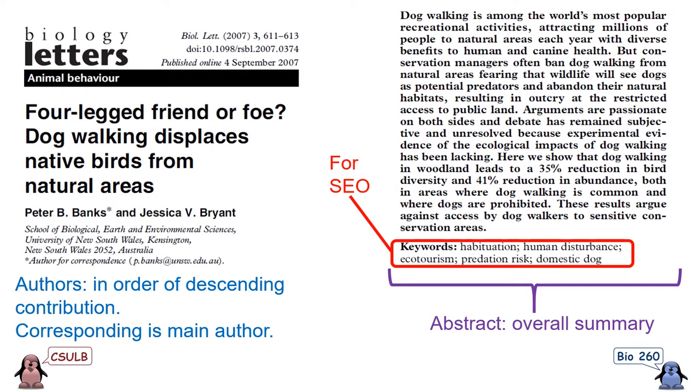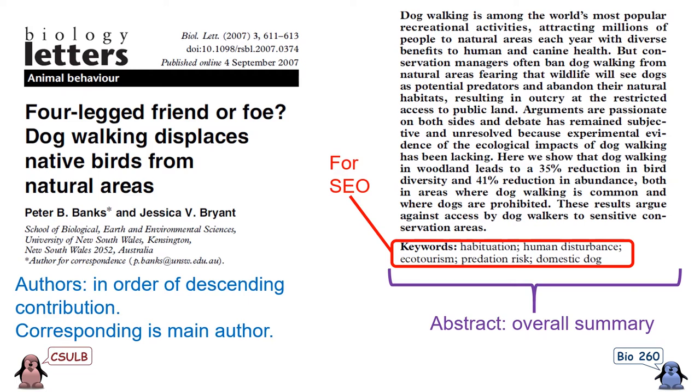Historically, titles used to be more general or phrased as a question, but more recently, they have tended to become declarative statements. For example, 50 years ago, the title of this paper may have been Four-Legged Friend or Foe? Does Dog Walking Displace Native Birds from Natural Areas? Whereas now, it is a concrete statement.